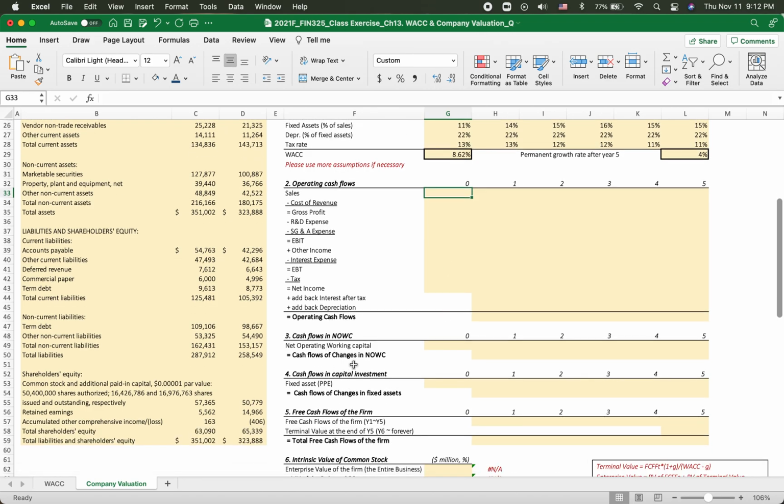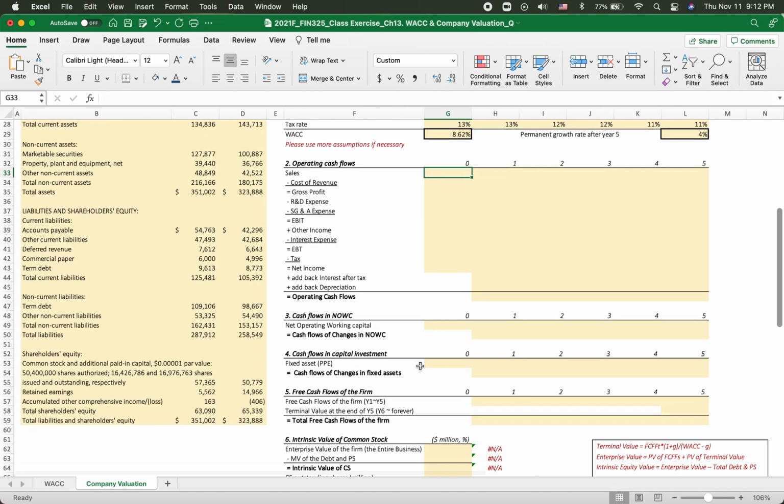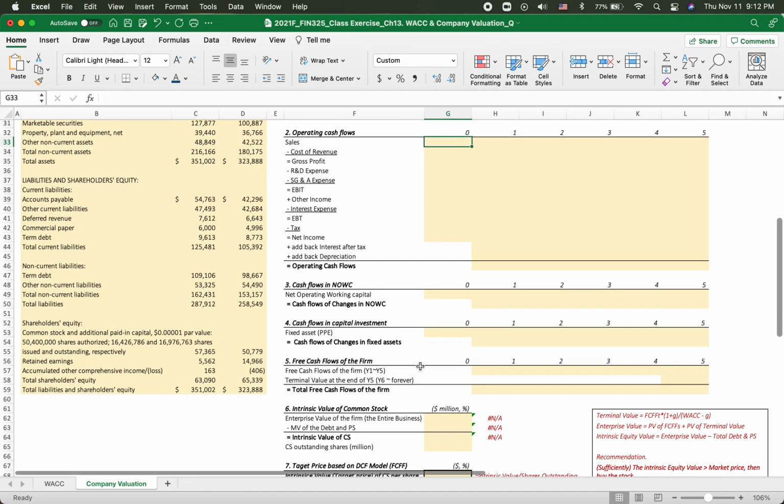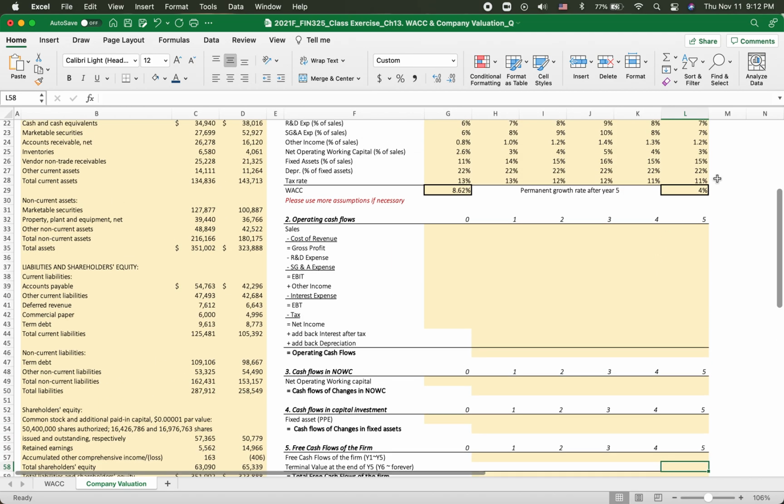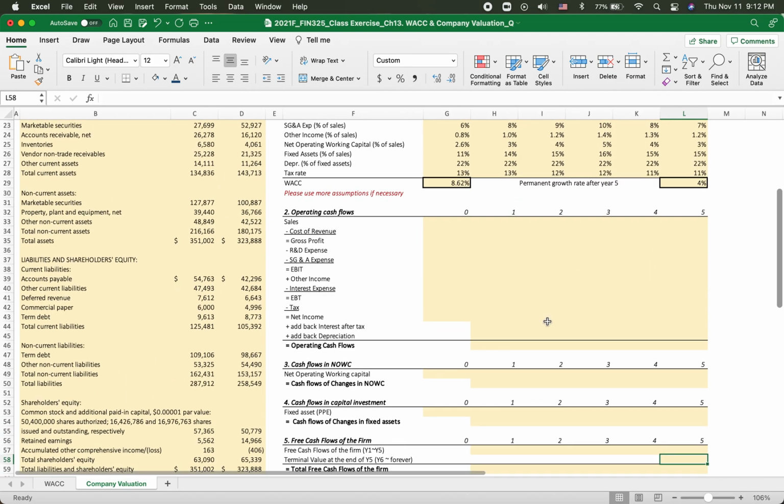and then cash flows in net operating working capital, to get the cash flows of changes in net operating working capital. And then cash flows in capital investment, which is fixed asset investment. And then we sum up all these operating cash flows, cash flows of changes in net operating capital, and cash flows of changes in fixed assets into the free cash flow of the firm. And then we get the total free cash flows of the firm, including this terminal value at the end of year 5, using this permanent growth rate.